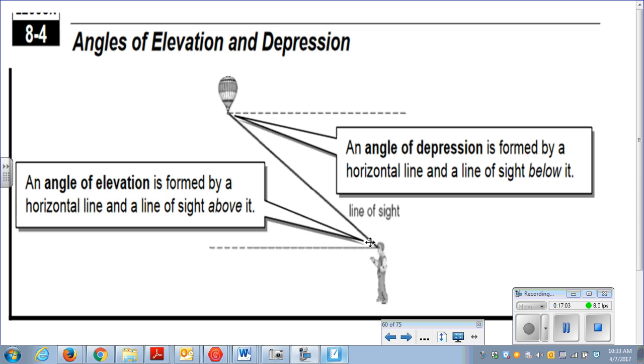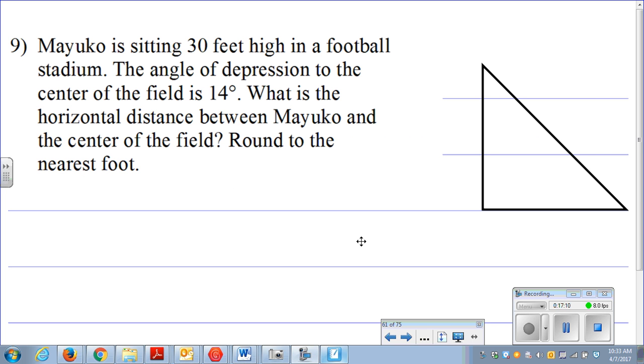Okay. Now let me show you how these problems are used in practice. So we have this, probably mispronounced this, Mayuko, and he's sitting up in a football stadium, and he's 30 feet high. He sees the angle of depression to the center of the field at 14 degrees, and he wants to know the horizontal distance between him and the center of the field. All right, so you want to start with a right triangle and start labeling different pieces.